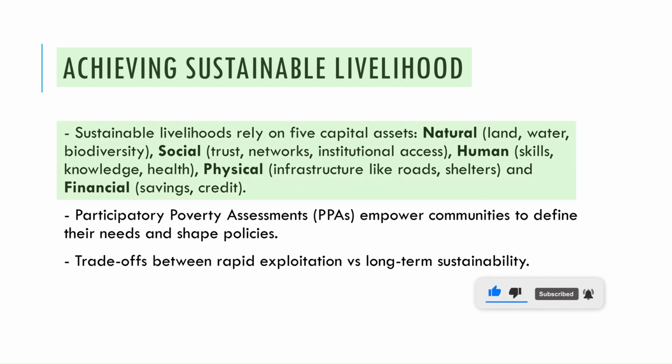There are 5 kinds of capital assets: natural, social, human, physical, and financial. Let's discuss these 5, one by one. First one is natural capital. It means natural resources like land, water, and biodiversity. These resources are essential for survival and economic activity. Without these, there's no foundation for survival.